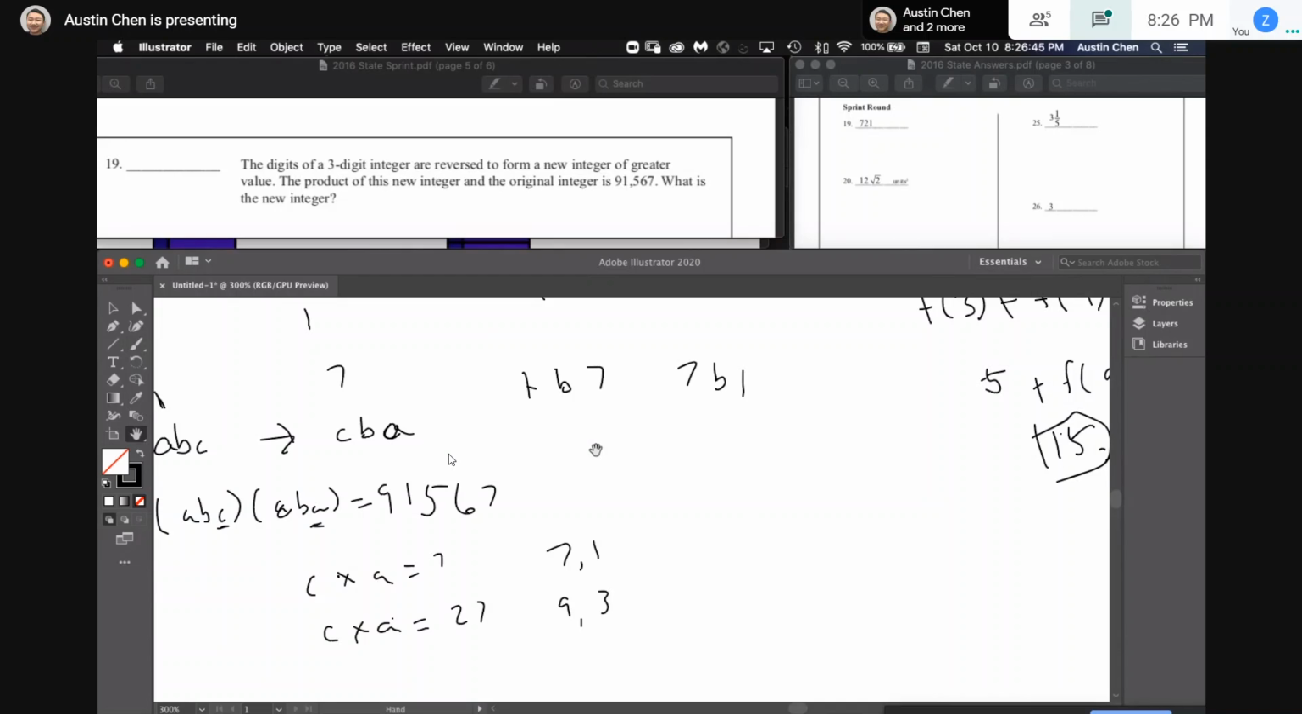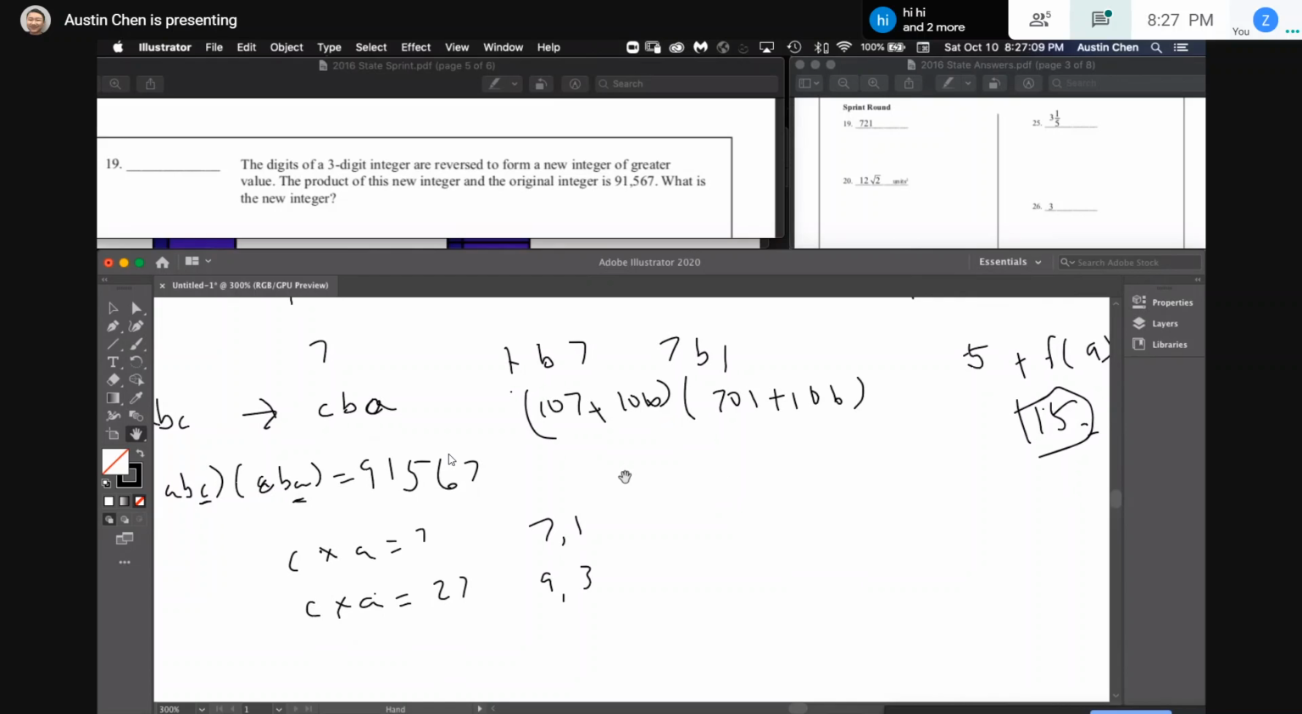So what should we do here? One way that I'm thinking of is we can say that 1B7 is just 107 plus 10B, and we can multiply this by that. Sure, okay, let's just go ahead and do it like this.